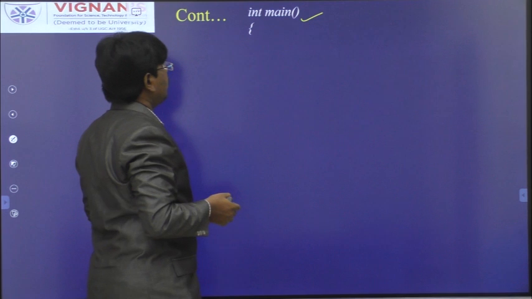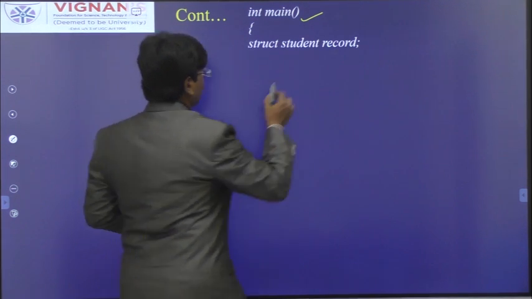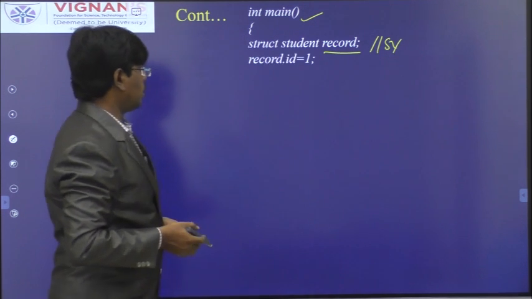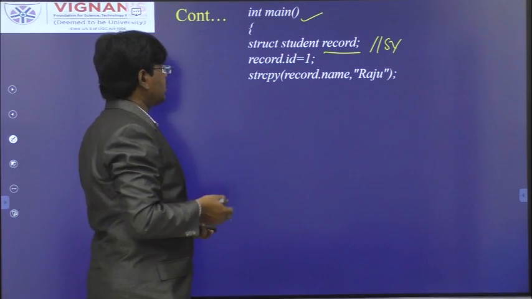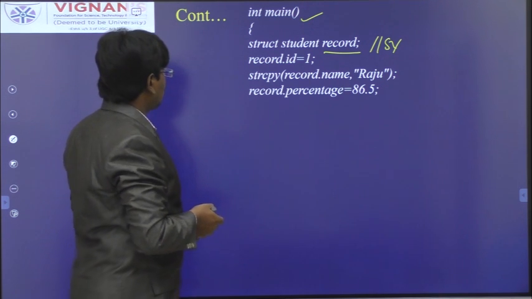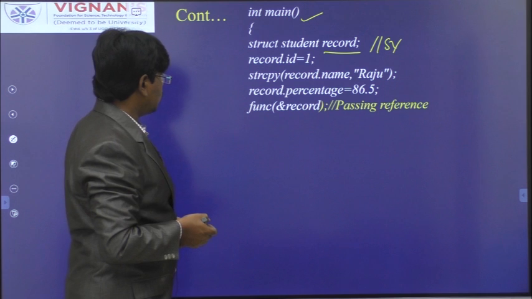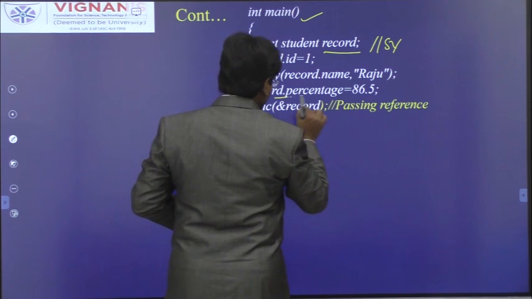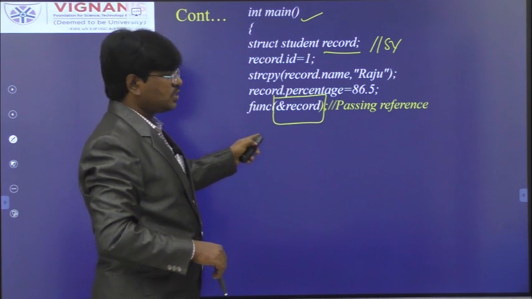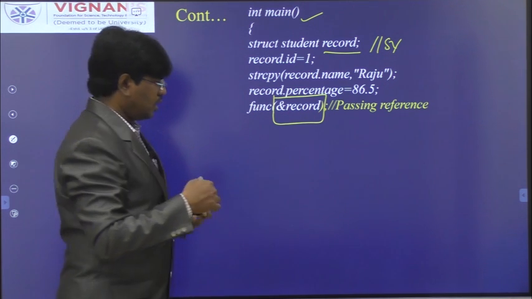In that function I have declared a structure variable, that is, an object named record. In the same way as in the previous case, I have stored the information of the first student: one, Raju, and percentage 86.5. So this is very important. This particular statement is what differentiates the previous case from this case.